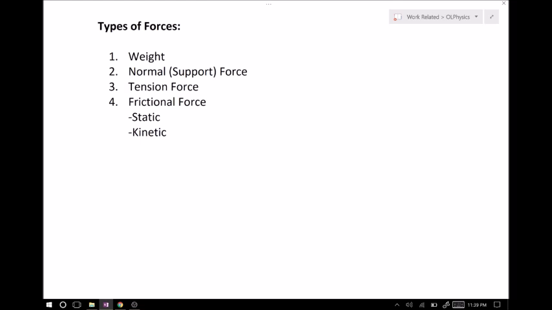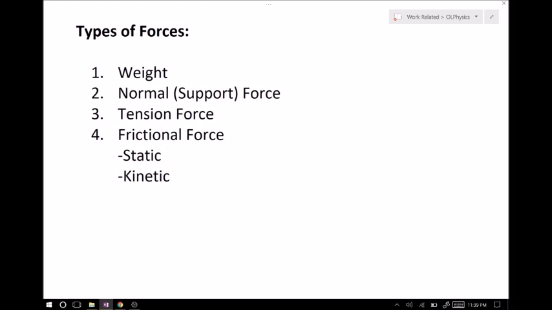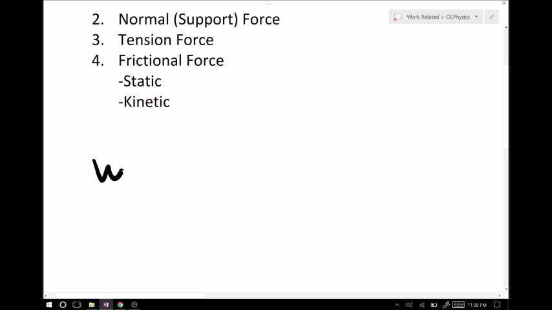But then there are also some other types of forces that have to do either with gravitational fields, structure, or even surface. And so we're going to look at these four main forces that we're going to focus on specifically in this chapter. Those forces are weight, normal or support force, tension force, and then frictional forces. And there are two types of those. So let's look at the first one. We have weight.